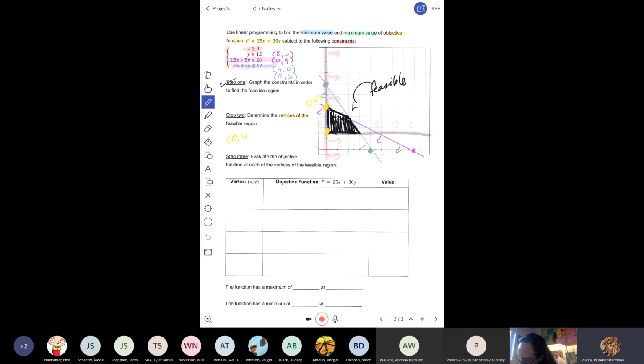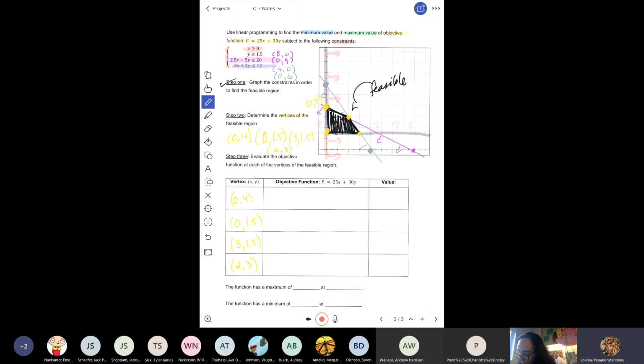I have another vertex here, which was 0, 1.5. I have another vertex here, which is 3, 1.5. And then I have another vertex here, which is 2, 3. So I've identified the 4 vertices. So I have a table here that I like to always create where I state my vertices. So I have 4 vertices.